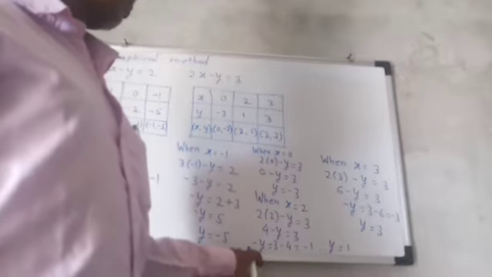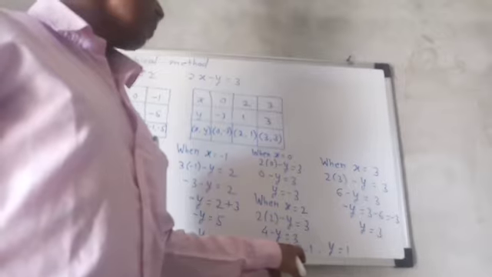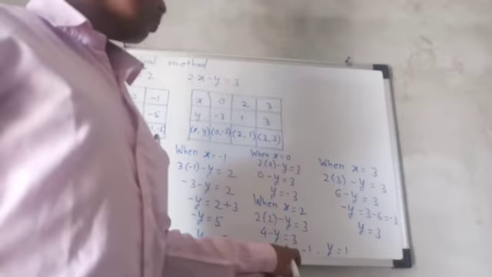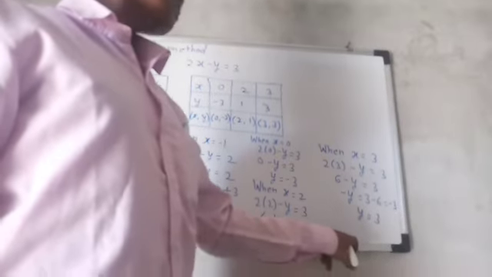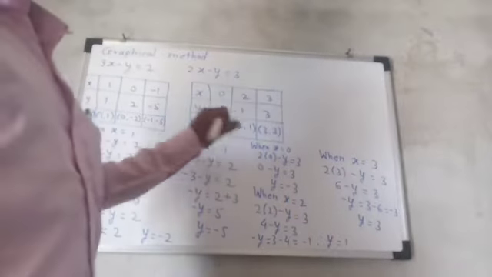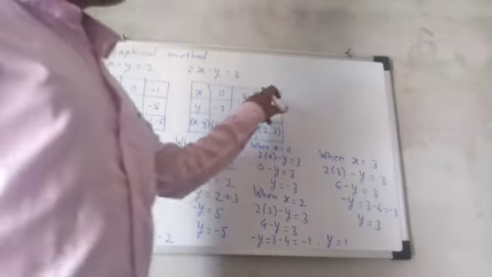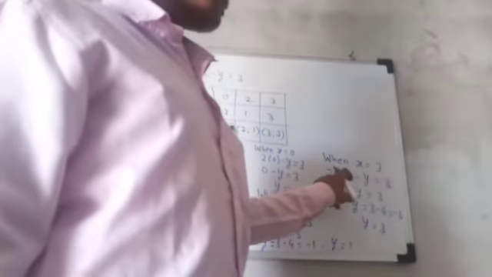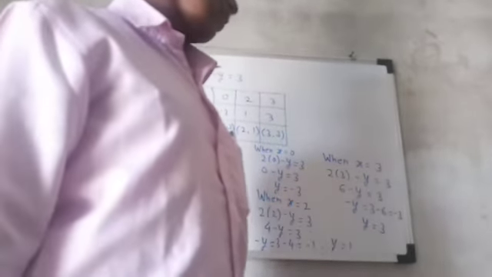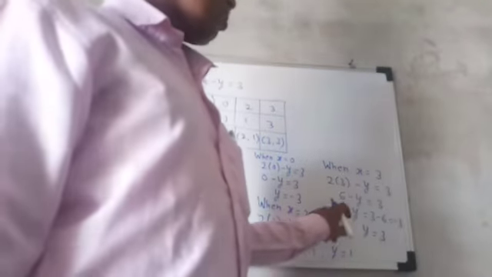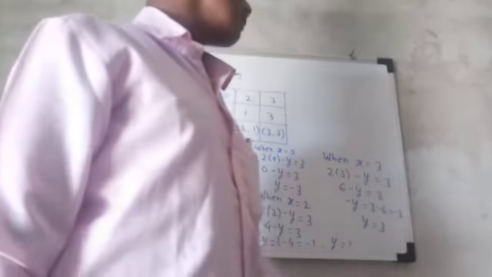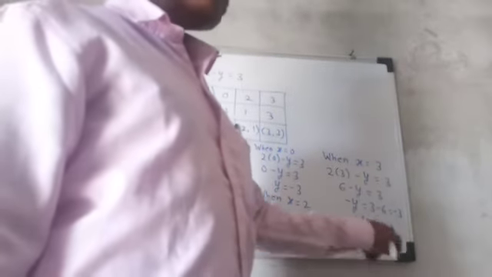Minus y is equal to 3 minus 4, 3 minus 4 is minus 1. Minus y is equal to minus 1. y is equal to 1. Second point 2, 1. When x is equal to 3, 2 into 3 minus y is equal to 3. 2 3s are 6 minus y is equal to 3. Minus y is equal to 3 minus 6. Minus y is equal to minus 3. y is equal to 3.